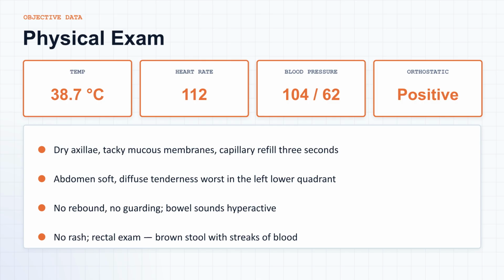The abdomen is soft with diffuse tenderness, worst in the left lower quadrant. There is no rebound and no guarding. Bowel sounds are hyperactive. There is no rash. Rectal exam shows brown stool with streaks of blood. So we have fever, volume depletion, and blood. One more reassuring finding. The abdomen is soft with no peritoneal signs. That argues against perforation and against an acute surgical abdomen.